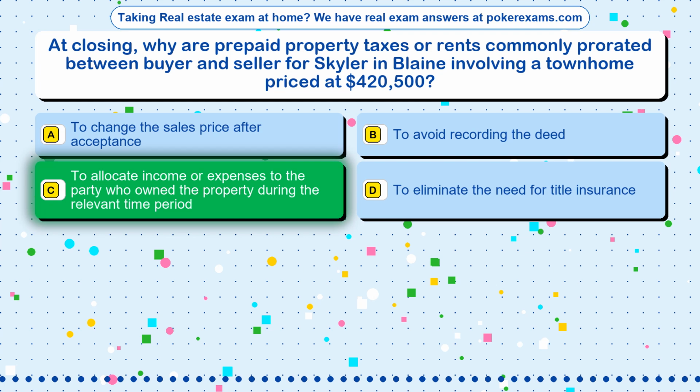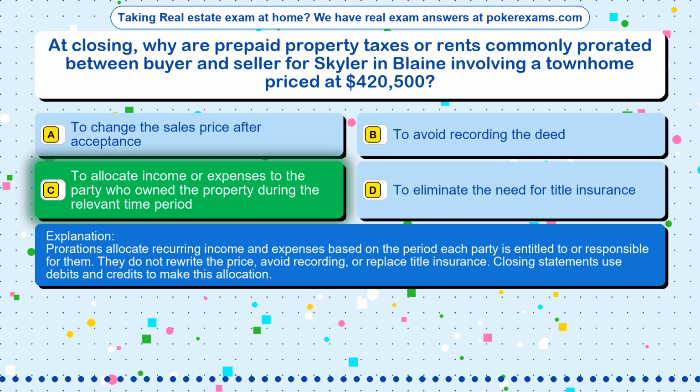The correct answer is option C. To allocate income or expenses to the party who owned the property during the relevant time period. Prorations allocate recurring income and expenses based on the period each party is entitled to or responsible for them. They do not rewrite the price, avoid recording, or replace title insurance. Closing statements use debits and credits to make this allocation.